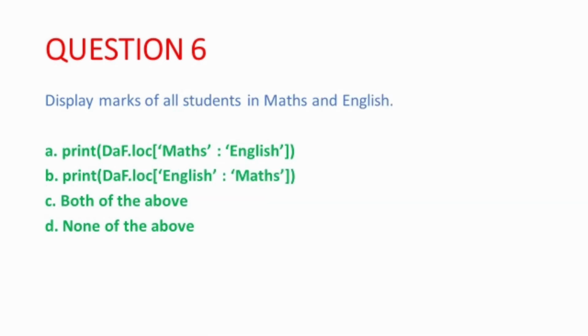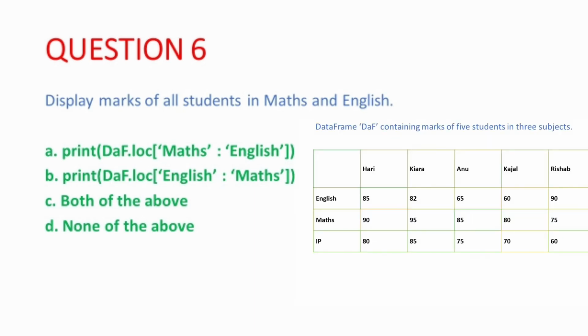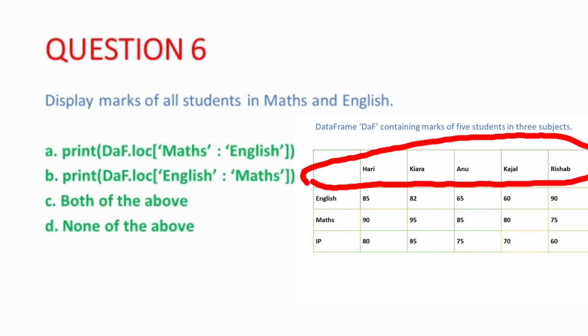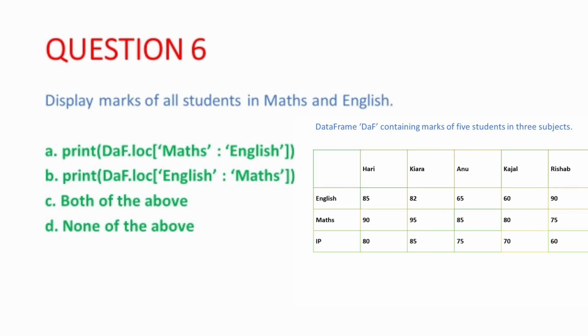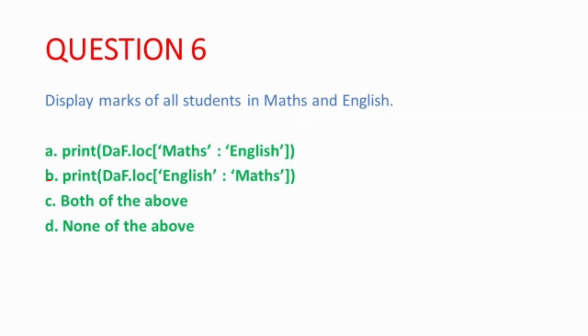Next MCQ, display marks of all students in maths and English. So there we had all the rows, here we have all the columns, and we have to display selected rows. For this also we will use the LOC method. In both options you can see print df.loc is used. But in the first option, maths then English is written, whereas we have to write the starting row label first. English is the starting row label, so we have to write English first and then maths. So option B is the correct option.